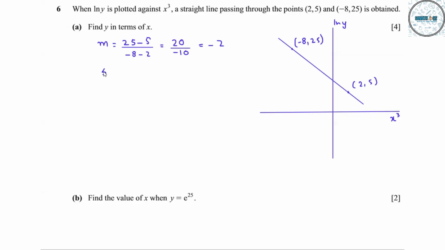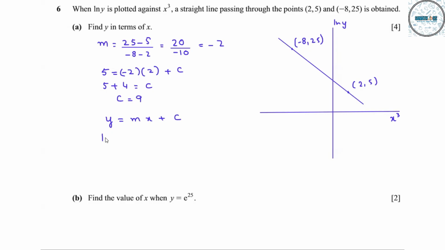So 5 is equal to m, which is minus 2, into x, which is 2, plus c. 5 plus 4 is equal to c. So c is equal to 9. Now we can substitute these values into the equation y is equal to mx plus c.